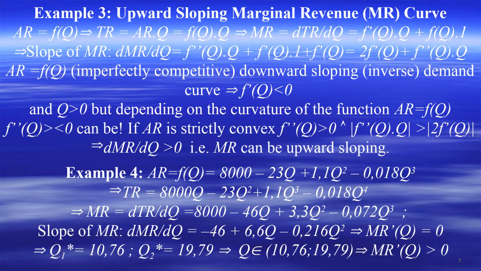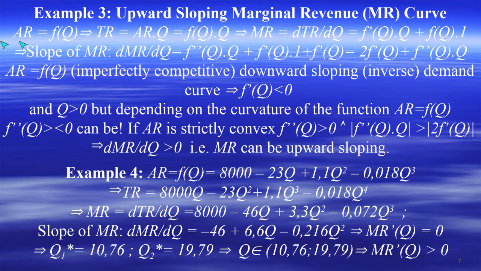All right. Another example. The upward sloping marginal revenue curve. Can a marginal revenue curve be upward sloping? Let's see. The average revenue, which is the inverse demand function, is a function of Q. This is the inverse demand function we are accustomed to. Average revenue is the price, price as a function of quantity, as we draw in our economics books. Q is at the horizontal axis, and P, the price, is at the vertical axis.